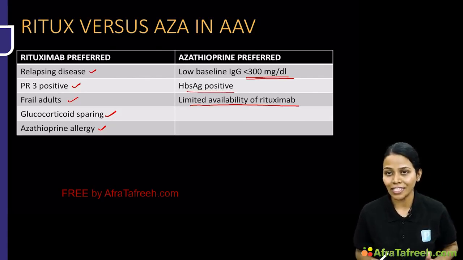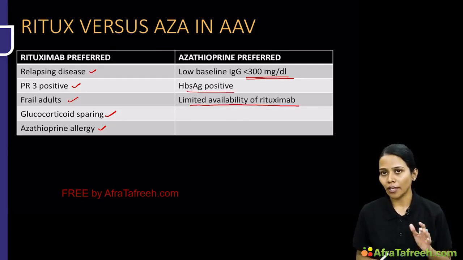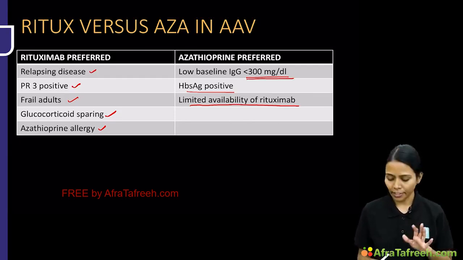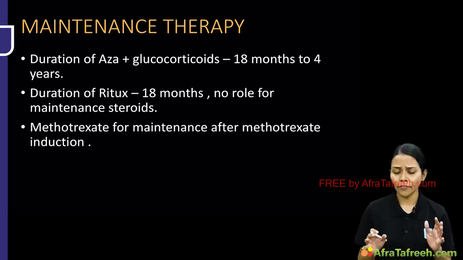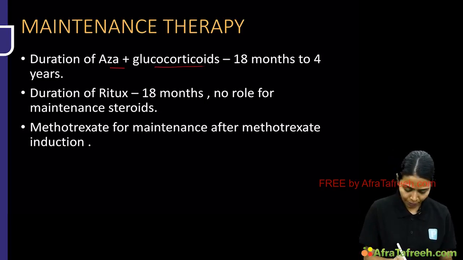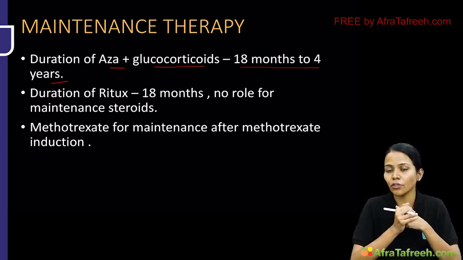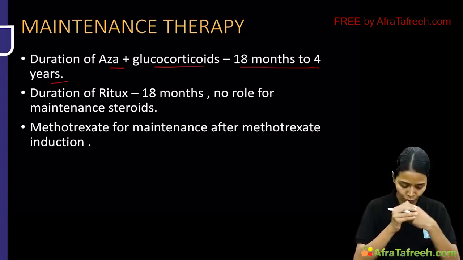Okay, so in all these three conditions you can consider azathioprine if the patient is HBsAg positive or if IgG is already low. Now, how long will you give? Duration of AZA plus glucocorticoid is 18 months to 4 years. Okay, that is almost 1.5 years to 4 years you are going to give AZA plus glucocorticoid.